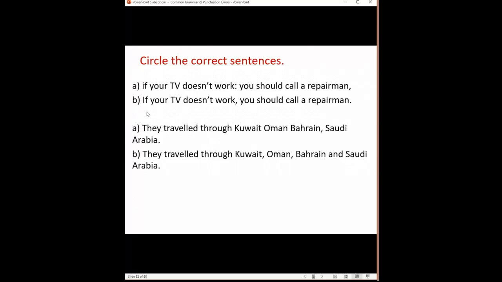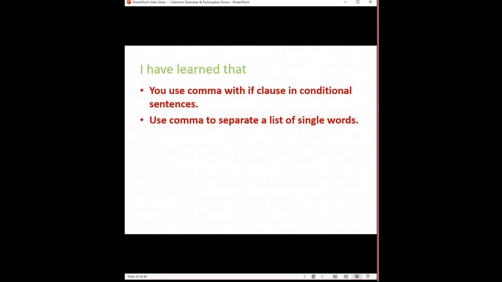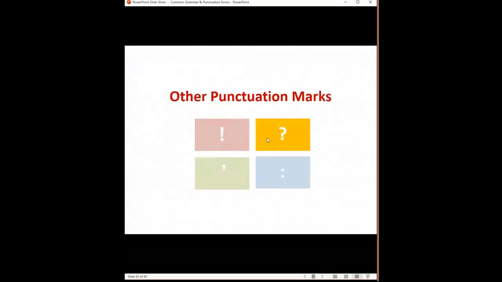If your TV doesn't work, you should call a repairman. Which one? Okay, B. Great. They traveled through Kuwait, Oman, Bahrain, Saudi Arabia. Which one is right? A or B? Also B. Excellent. We separate single words when we have a list of something. So you can use commas with the if clause in conditional sentences, and use commas to separate a list of single words. Okay. Now other punctuation marks.